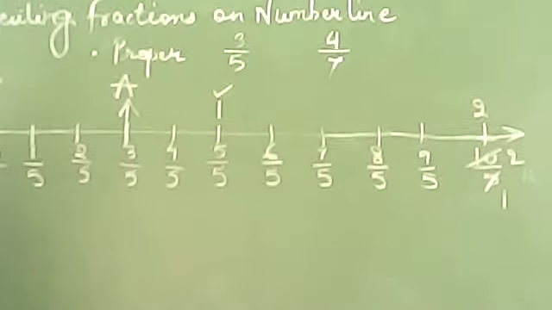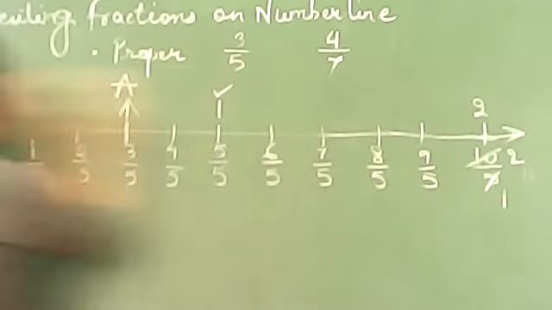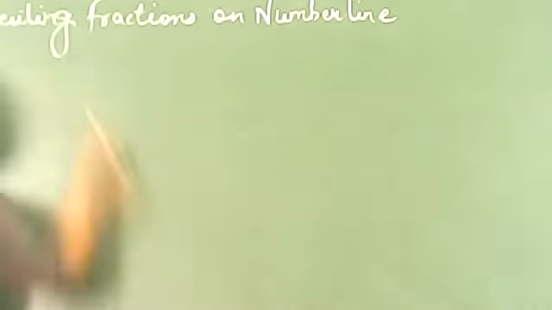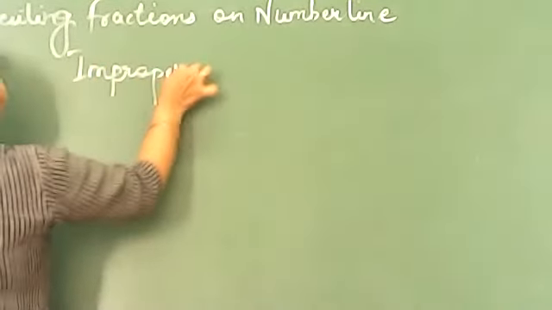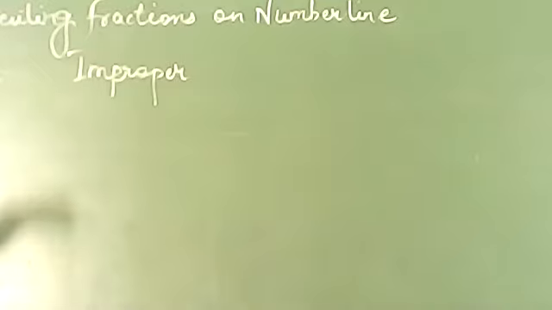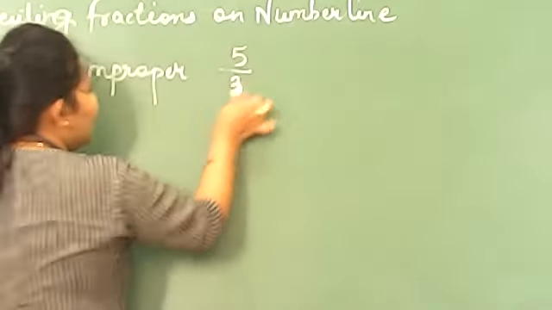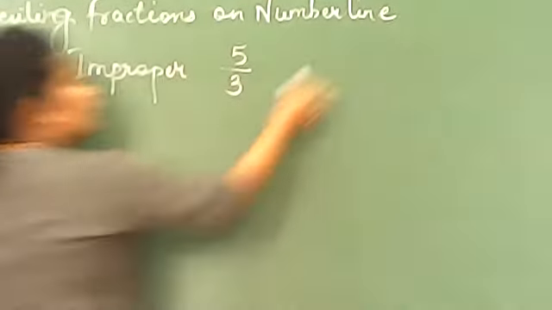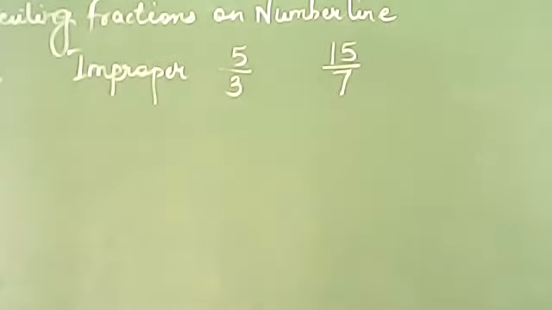Clear? Let's have improper fractions now. Write down the example. Now we are representing improper fractions. Improper fractions will also be done as we are doing the proper ones. Mehul, please observe it clearly so that you can understand it. I am taking an example like 5 by 3, and you are going to do 15 by 7. I am going to tell you 5 by 3.